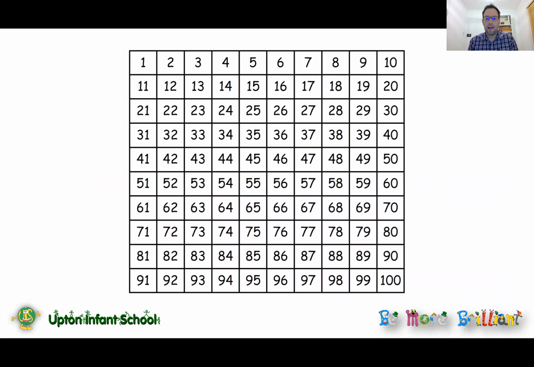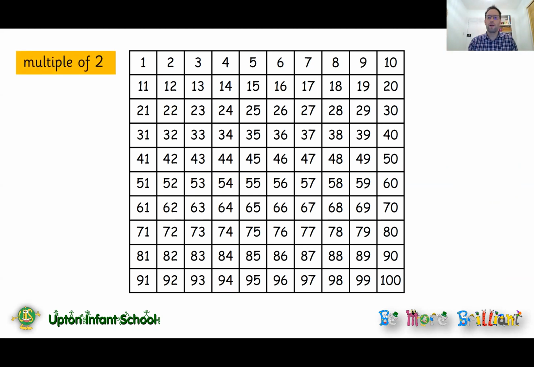Okay then, everybody, let's just remember what we've been doing in the last few lessons. We've been looking at all of those 2 times table number facts, the 10 times table facts, and the 5 times table facts. Sometimes we call the numbers in our times table multiples. The numbers in the 2 times table are multiples of 2, the numbers in the 5 times table are multiples of 5, and the numbers in the 10 times table are multiples of 10. Let's just remember what they look like.